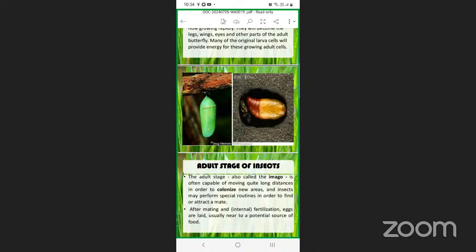So what are the glands which play an important role in the secretion of salivary glands and the accessory reproductive glands?